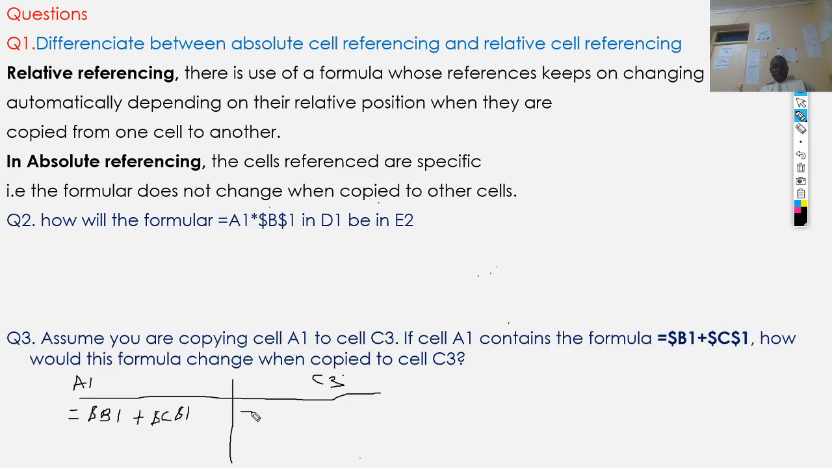So the next will start with an equal sign. Now you see it was in A1. Remember, this B will not change, so it will be $B, because it will not change. Let us look at 1. The number, it was 1.